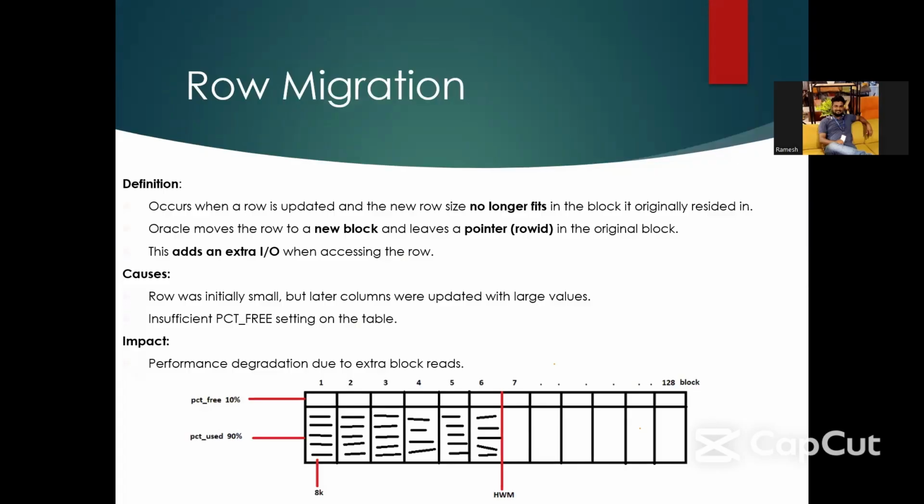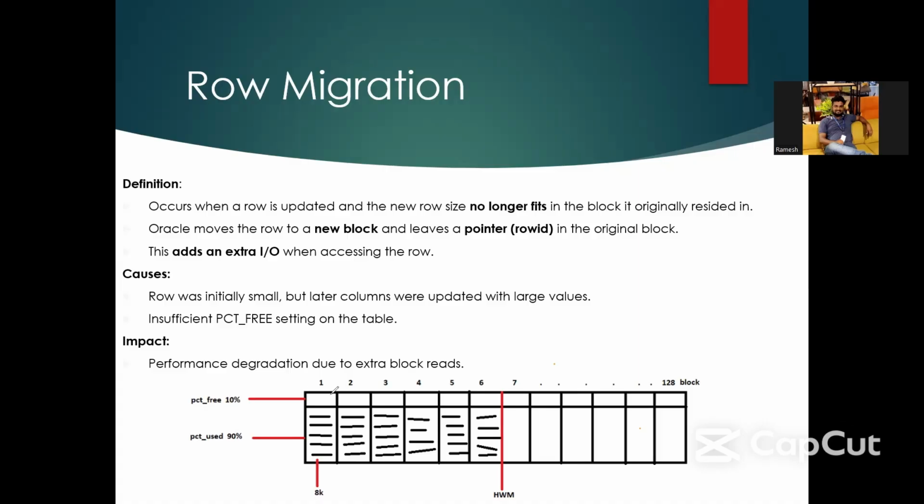So what is the definition of row migration? It occurs when a row is updated and the new row size no longer fits in the block it is originally residing in. Oracle moves the row to a new block and leaves a pointer, a row ID, in the original block. This adds extra I/O when accessing. I will explain what this means here.